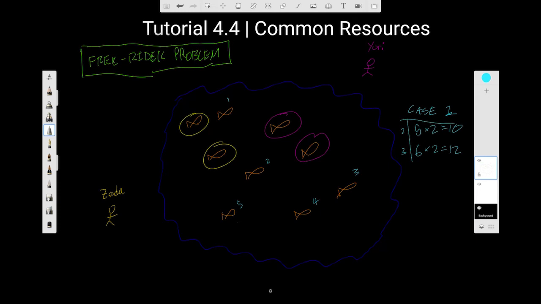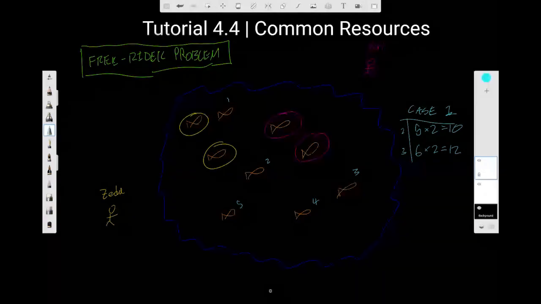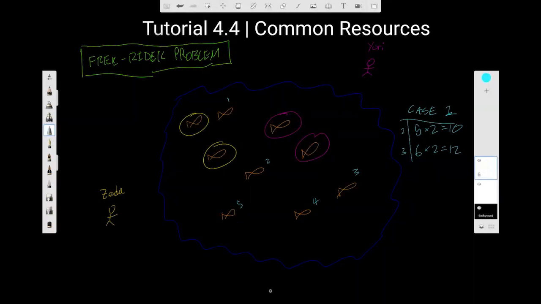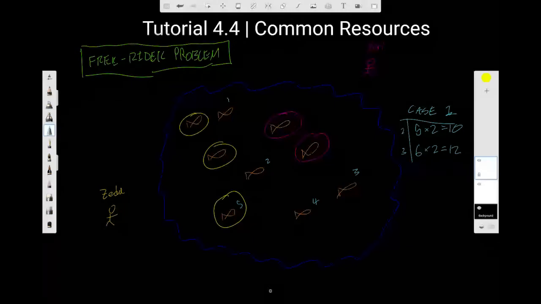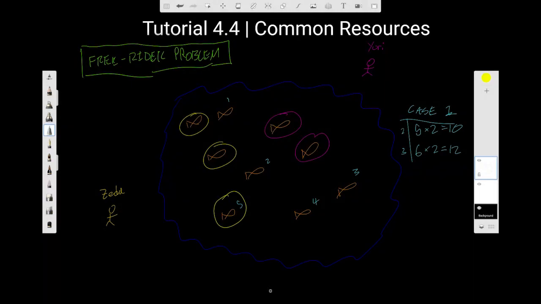But let's say Zeta decides, okay, this is great. Our population of fish is increasing. What's good for me is to harvest another fish this year. I'm imposing an externality on Uri because we're going to be slowing down the doubling rate, right? And the number of fish in the pond is going to go down. But it's good for me. I'm going to harvest 3 fish instead of 2. Uri can't stop me, so I'm just going to harvest.